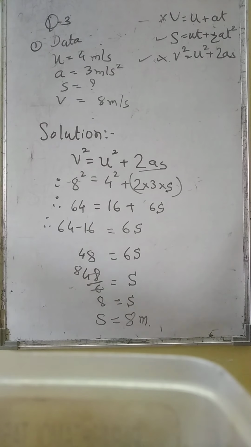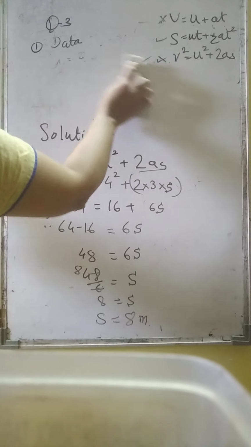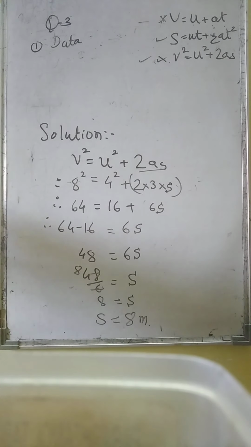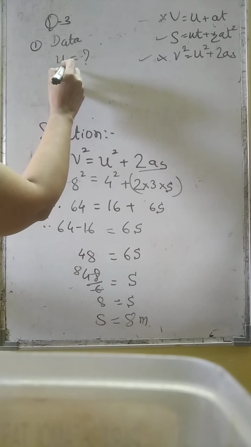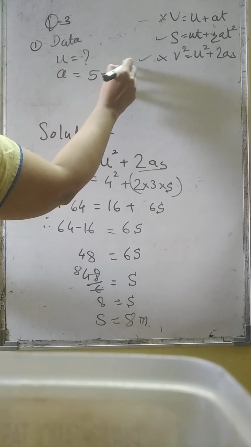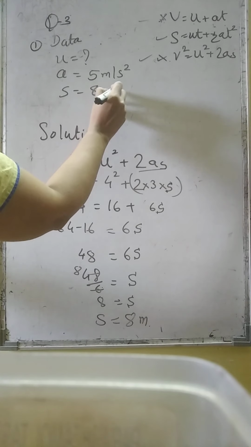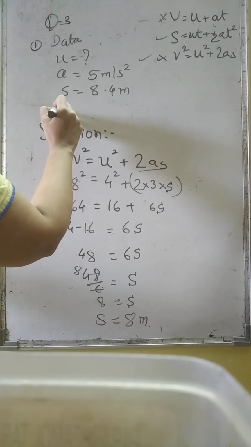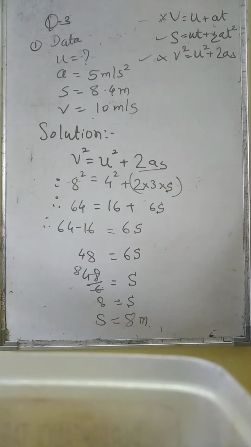Clear? Okay, now the next sum is having some decimal points in it. So let us do it. So you have u unknown to me. a is given as 5 meter per second square. s is given as 8.4 meters. And v is given as 10 meter per second.